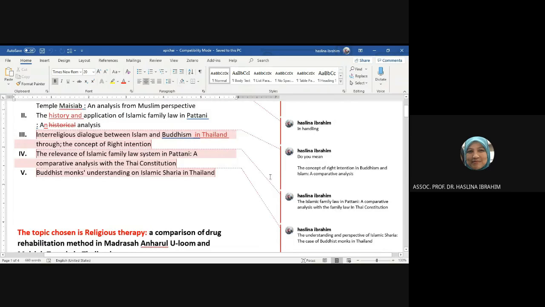For example, number 3, the concept of right intention in Buddhism and Islam, a comparative analysis. Then you will find, well, what is the meaning of right intention in Theravada Buddhism, in Mahayana Buddhism, or maybe you want to explore Vajrayana Buddhism? And you also want to find where Islam speaks about right intention, and how this is developed in terms of doctrines in those two religions.